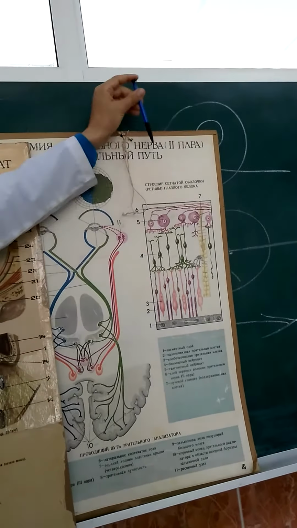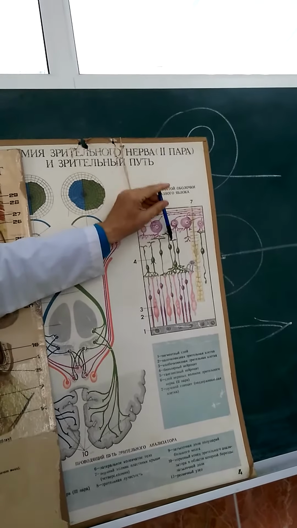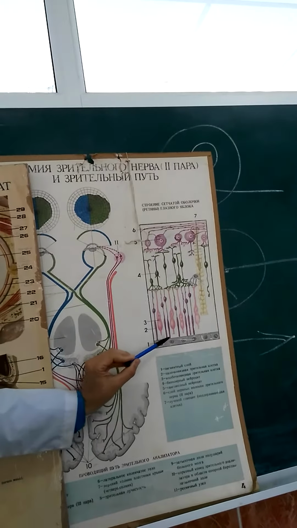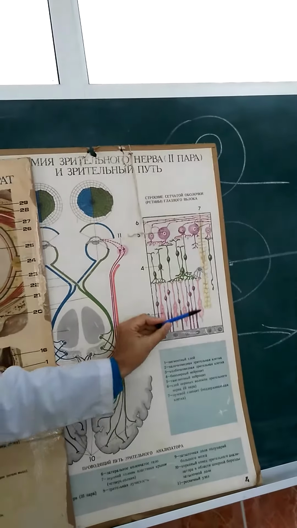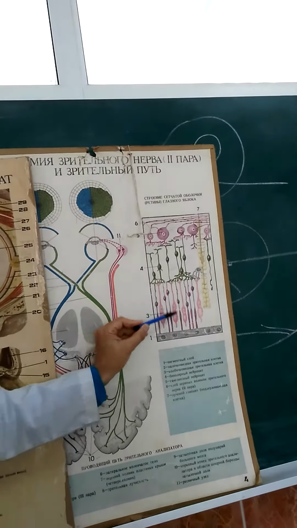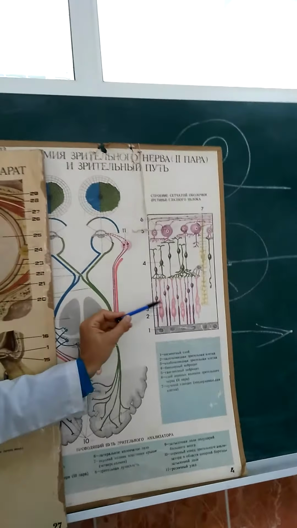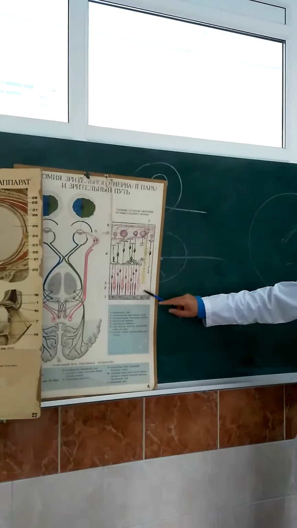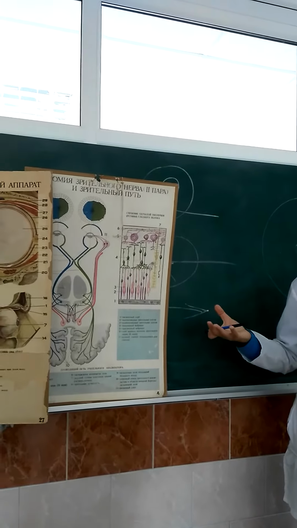The direction of light is here. So pars nervosa is transparent. The light moves easily and irritates receptors. Receptors are located in rods and cones, sorry. Rods and cones. They feel the light and colors.